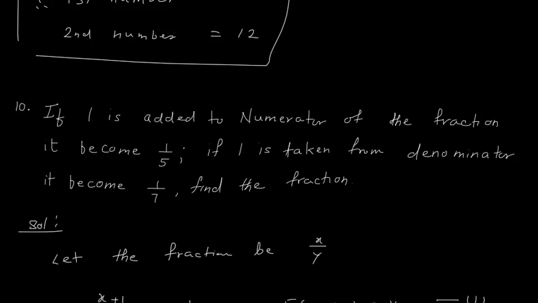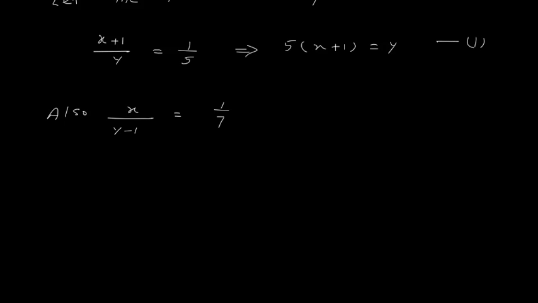Strange, you know, if I am reducing from the denominator, it is decreasing further. If 1 is taken from the denominator, it will become 1 by 7. Find the fraction. Let us see. So this gives me the value of 7x is equal to y minus 1. Now the value of y is 5 times x plus 1.